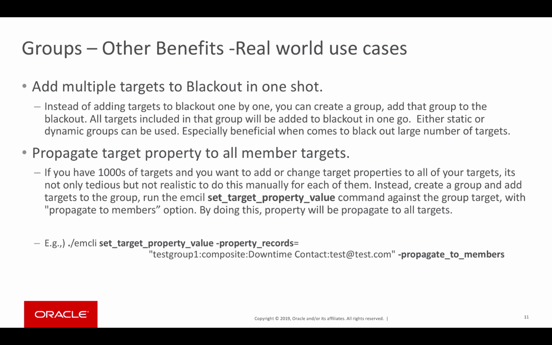Here we have examples of additional benefits of using groups. The first example is that by using groups, you can put multiple targets into a Blackout in one shot instead of adding targets one by one. You can create a group and add that group to a Blackout. All targets included in the group will go into Blackout in one click. Some customers create and maintain a group solely for this purpose so that they can quickly black out hundreds of targets whenever they need to, which is especially useful when blacking out a large number of targets.